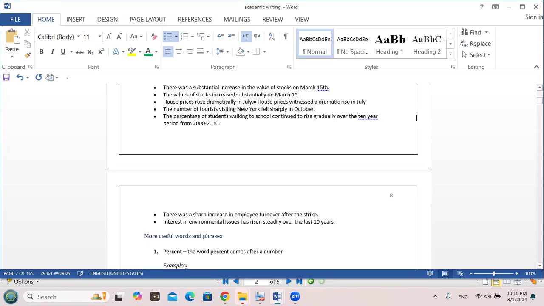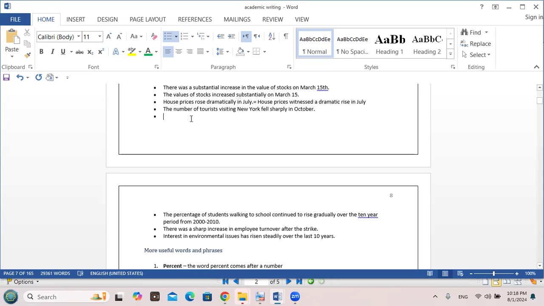Okay. We have this one here: the number of tourists visiting New York fell sharply in October. How can we rephrase this one? The number of tourists visiting New York fell sharply in October.